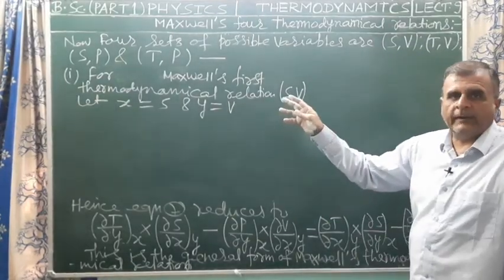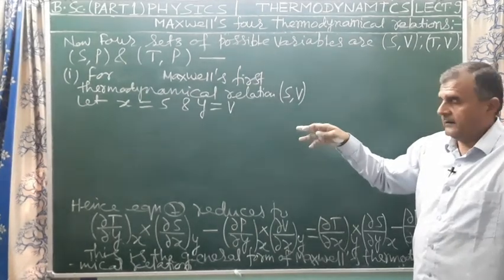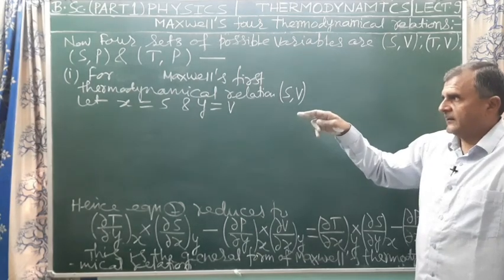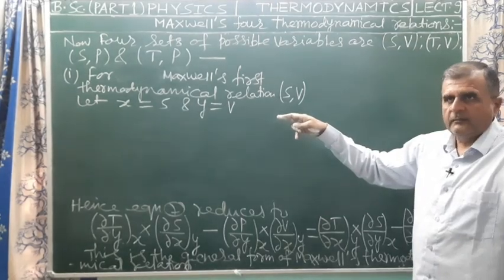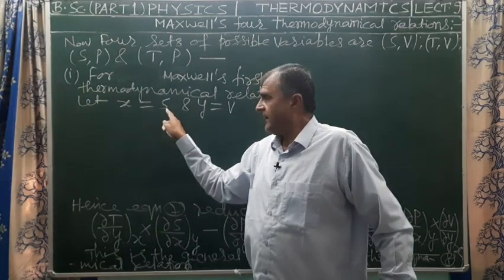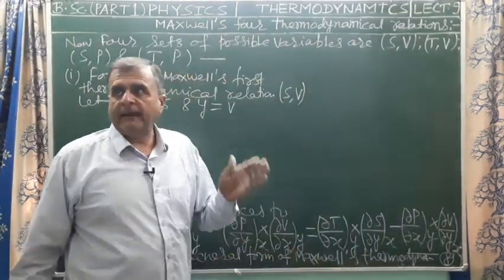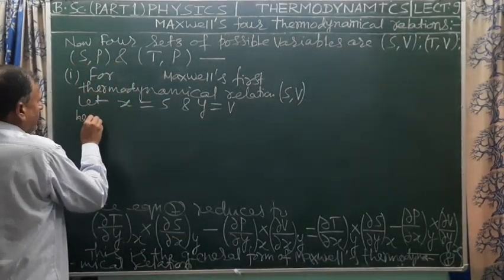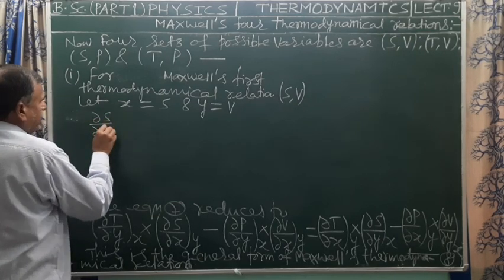We have already taken two variables x and y in this derivation of Maxwell's thermodynamical relations. So suppose x is equal to S, that is entropy, and the other variable y is volume V. So we can write del S upon del x, differentiating entropy S with respect to x, keeping y constant.